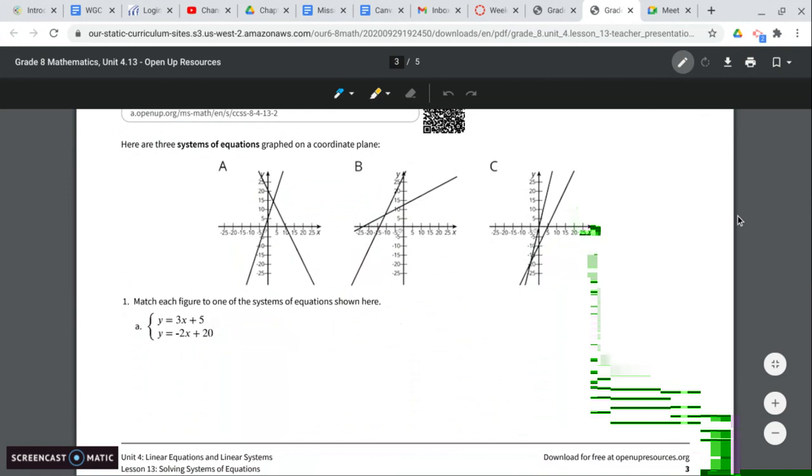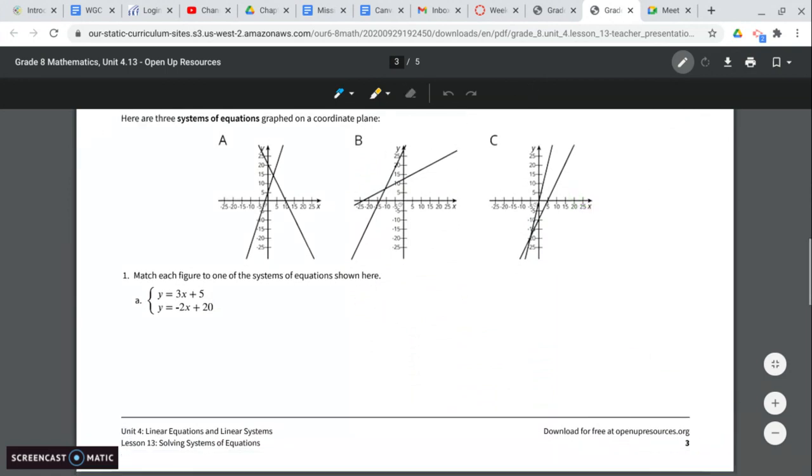Here are systems of equations graphed on a coordinate plane. Match each figure to one of the systems of equations shown here. So our first one is y equals 3x plus 5 and y equals negative 2x plus 20. So if we look at these, we want to find a set of equations that has a y-intercept at 5 and also at 20. Well, these are down in the negatives and 0. This is at what looks like maybe 12 and a half and over 25. Here is a y-intercept at 20, and here's a y-intercept at 5. So this is A.